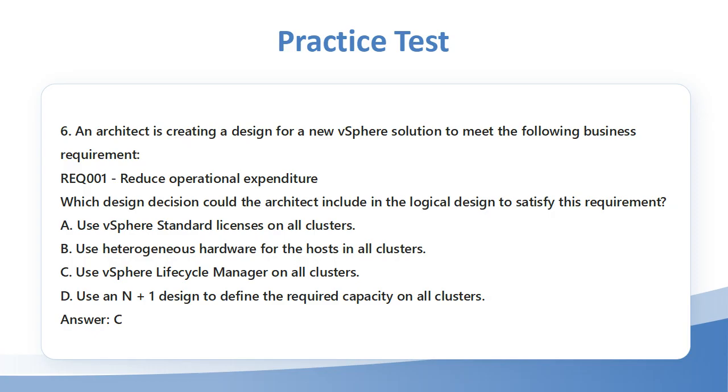6. An architect is creating a design for a new vSphere solution to meet the following business requirement. REQ001: Reduce operational expenditure. Which design decision could the architect include in the logical design to satisfy this requirement? A. Use vSphere standard licenses on all clusters. B. Use heterogeneous hardware for the hosts in all clusters. C. Use vSphere Lifecycle Manager on all clusters. D. Use an N+1 design to define the required capacity on all clusters. Answer: C.